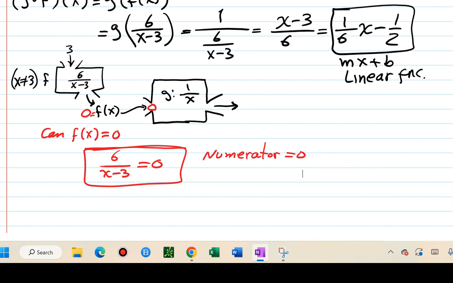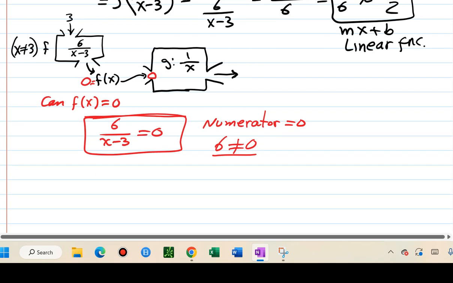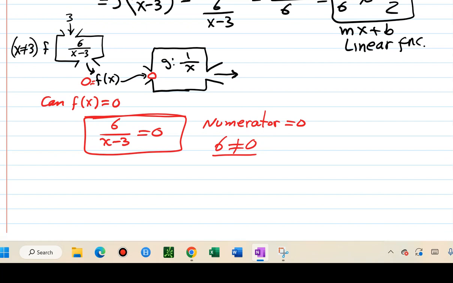Now in this case, look at the numerator is 6. 6 is never equal to 0. So nothing makes this fraction 0. True? Because the numerator is always 6. Therefore, there will never be an output of 0 from this composition, right? There will never be an output of 0, not from composition, sorry, but from function f.